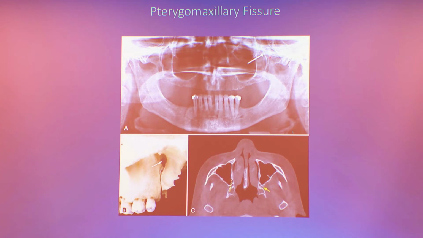Pterygomaxillary fissure, this region here. For those of you who do injections, this is the target area for a PSA, posterior superior alveolar nerve block. The maxillary artery and V2 pass through this fissure. Here it is on the skull. The name is easy to remember because this opaque line is the posterior wall of the maxilla. This opaque line is the anterior edge of the pterygoid process of the sphenoid bone, so you can make up the name, pterygomaxillary fissure.